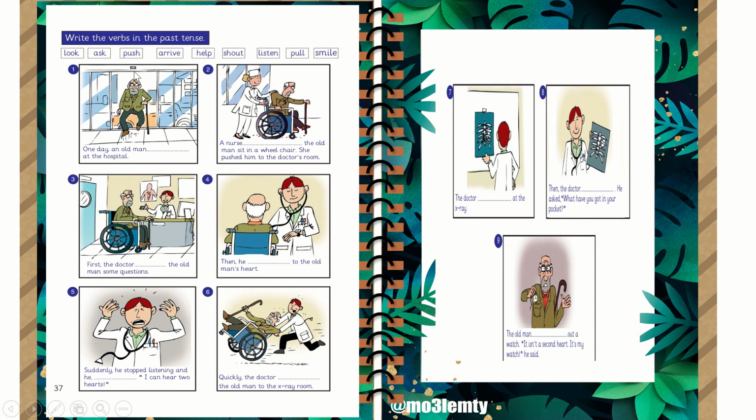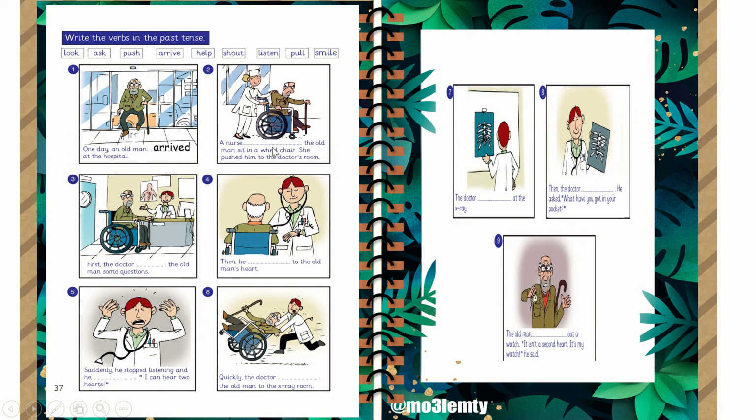I hope so. Now we are going to put it with the sentences. Okay, let's read the sentences first. One day, an old man blank at the hospital. Which verb? What do you think? One day, an old man arrived. Well done. Arrived. وصل. One day, an old man arrived at the hospital.